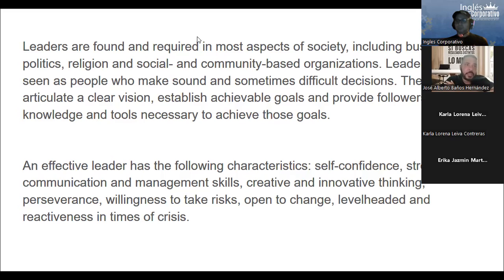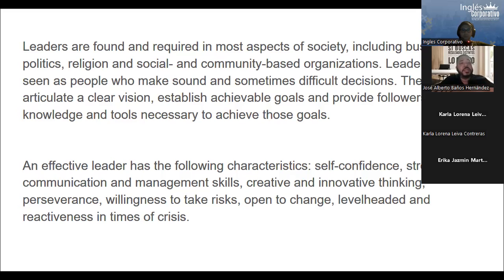I think when they talk about the leaders, the leader is necessary in many aspects. They talk about society, religion, the church needs a leader, the society needs a leader to fight for the rights or something like that, the politics, and in all places you need a leader. The leader is the guide for the people.